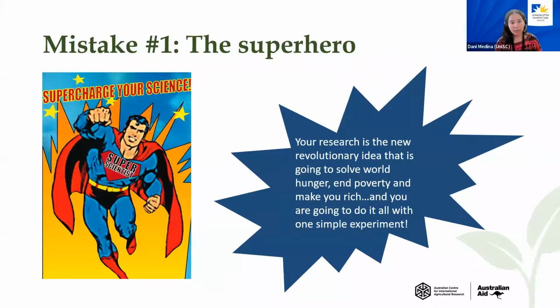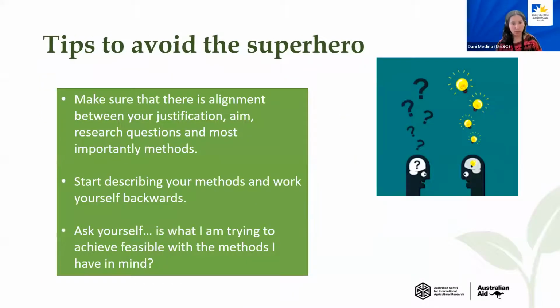So next slide. Again, we make these mistakes, but what are some good ways to go about solving them? Something that I do is, as soon as I have a research proposal, and this also works when you're writing papers, make sure that you have that alignment between your justification or aim, your research questions, and obviously the most important bit, that your methods align with what you say you're doing. A trick that I sometimes use is to start describing your methods first. I even do it when I write papers.